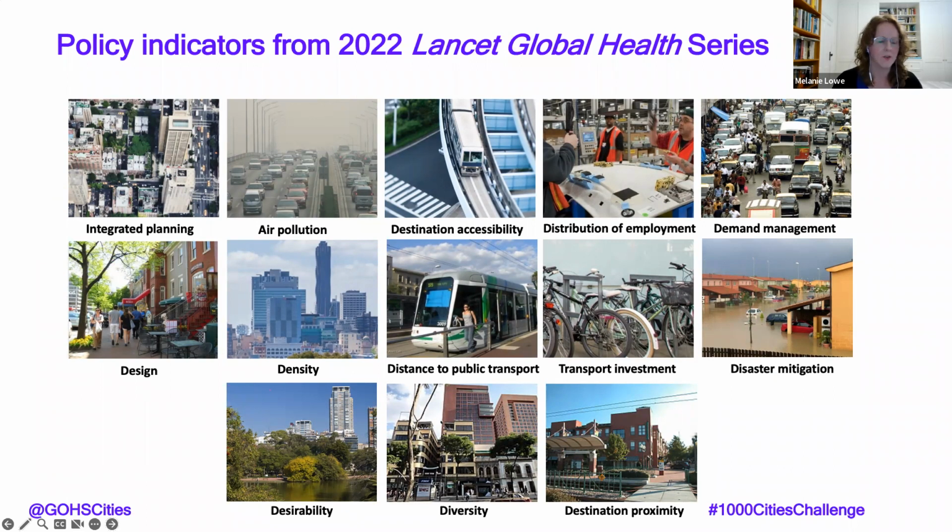So integrated land use and transport planning, air pollution controls in land use and transport systems, destination accessibility by public transport, distribution of employment, and demand management, particularly car parking restrictions. A whole range of aspects of urban design, housing density, distance to public transport, transport infrastructure investment by mode, disaster mitigation, desirability of the neighbourhood for walkability, the diversity of land uses, and destination proximity. So you can see a lot of those Ds there, as well as some others. So quite a broad range of measures.